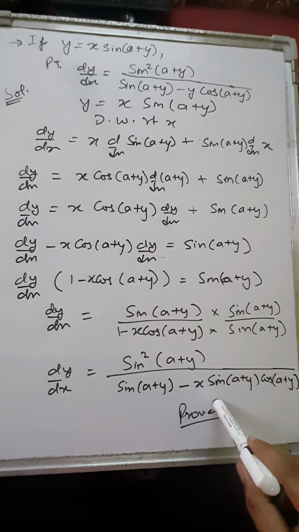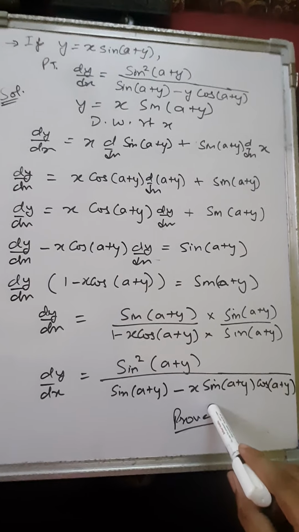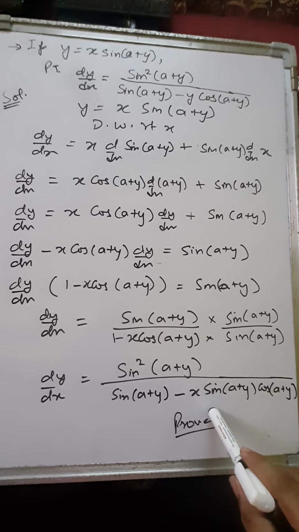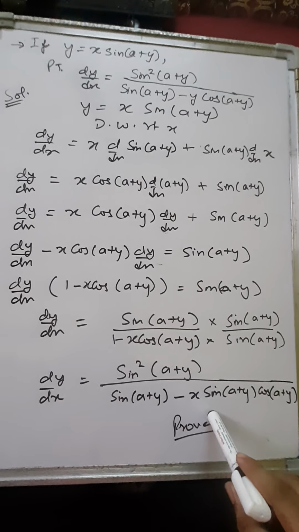So dy by dx equals sin²(a + y) upon sin(a + y) minus x sin(a + y) cos(a + y). Right, children?